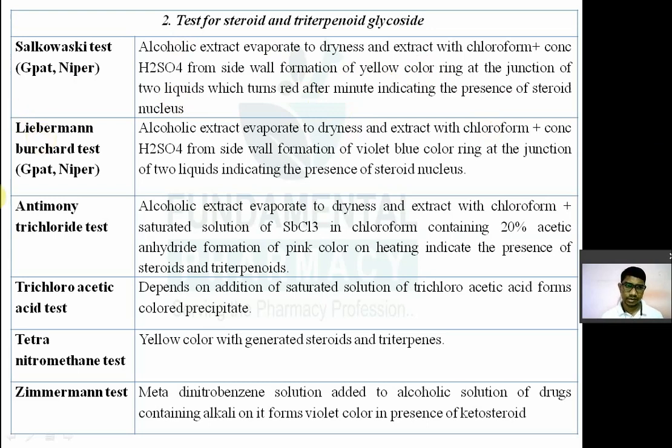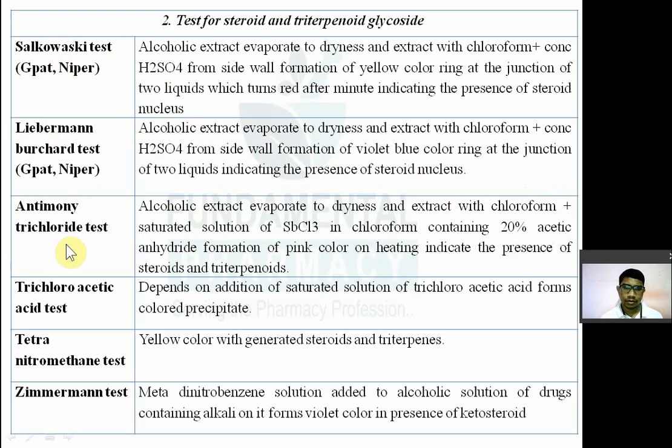Now, second one is known as the Lieberman-Burchard test. Again, in this test, you have to take alcoholic extract of the drug, evaporate to dryness and extract it with chloroform. Then add concentrated sulfuric acid from the side wall of the test tube. Again, you will get a violet blue color ring at the junction of two liquids. That will indicate the presence of steroid nucleus. So Salkowski test and Lieberman-Burchard test are for the steroid nucleus.